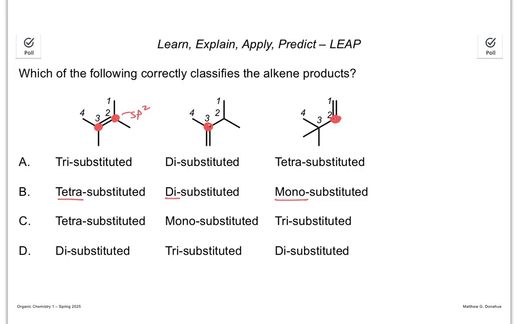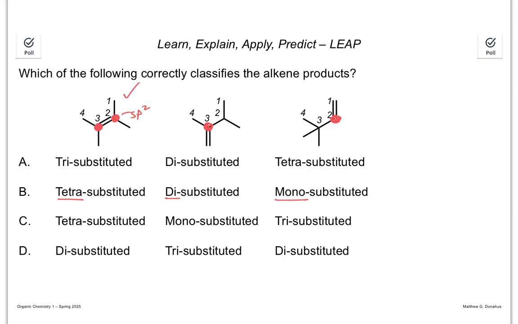And the reason we want to do that is because then we can compare it to the alkene stability trend. The more substituted an alkene, the more stable, the higher percentage of the product distribution it will be. So we would expect the tetra substituted to be the major product.